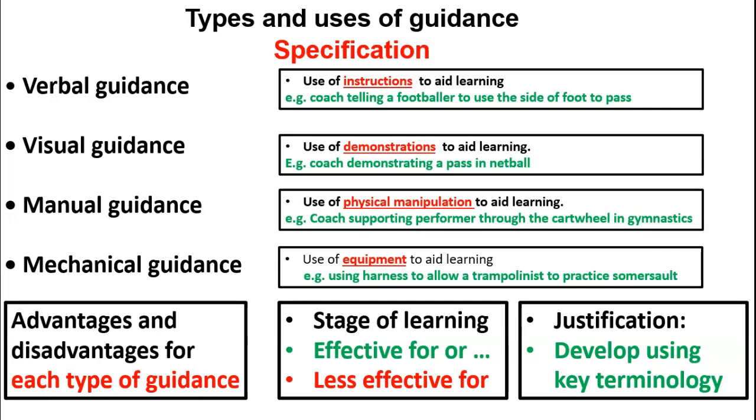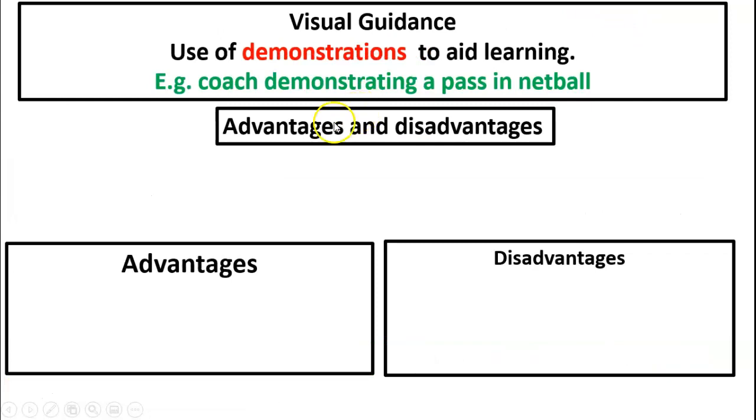So I just wanted to talk you through, because that's how we're going to go through the rest of the screencast, just so you understand. When we're evaluating or giving advantages and disadvantages of guidance type, we will always start our advantage with what stage of learning it's most effective for, and then use some key terminology to expand and develop our advantages. Okay, so let's have a look then. How we're going to start. We'll start with visual guidance, as I've just gone through that now. Now you can start making notes.